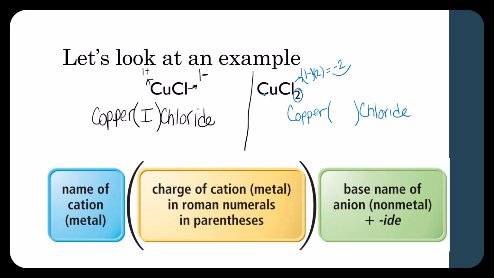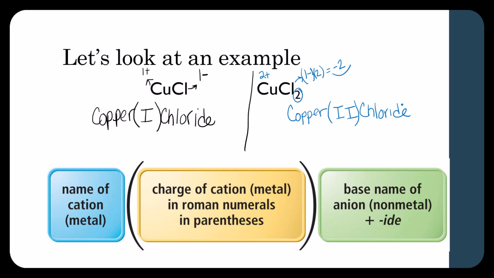Over here, I see that I still only have 1 copper atom. This copper atom must have a +2 charge in order to balance out the -2 that chlorine brings to the table. So this one has a +2, that's why we need 2 chlorines. The way that we would write that is a Roman numeral 2 in parentheses. So the name of this compound is copper 2 chloride.